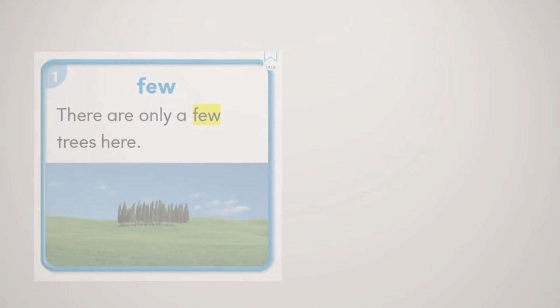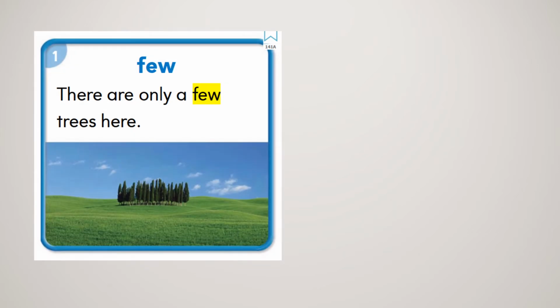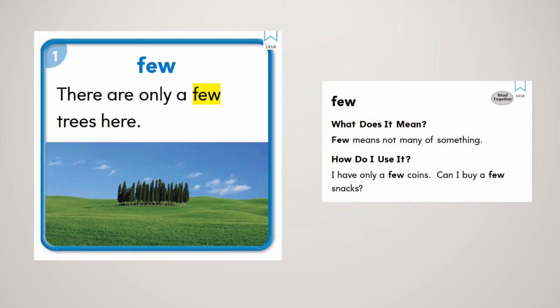The first word is few. There are only a few trees here. What does few mean? Few means not many of something. Some more examples of sentences are, I have only a few coins. Can I buy a few snacks?